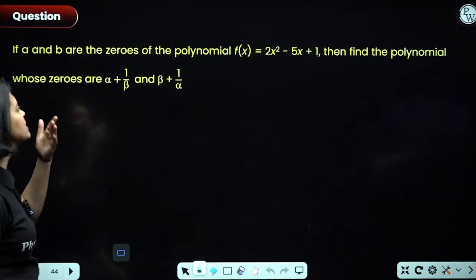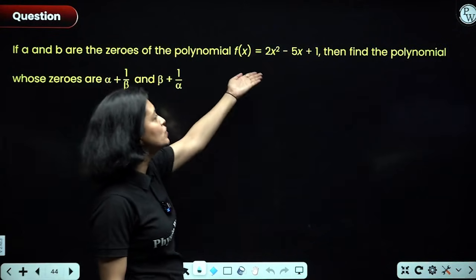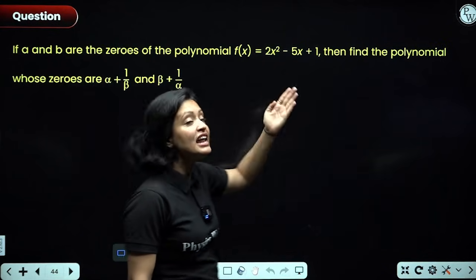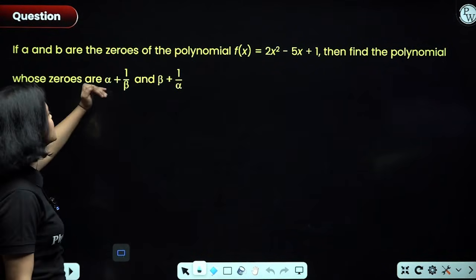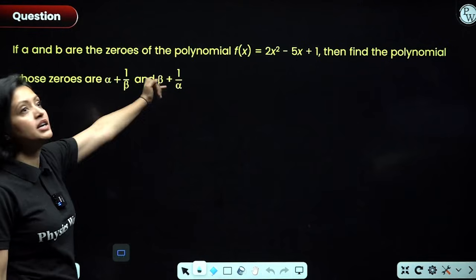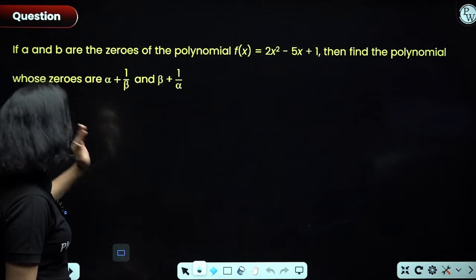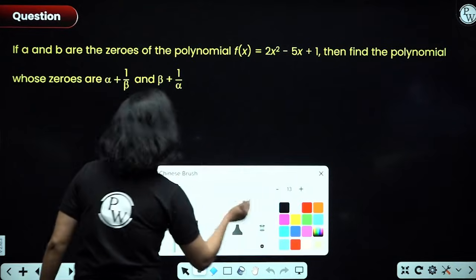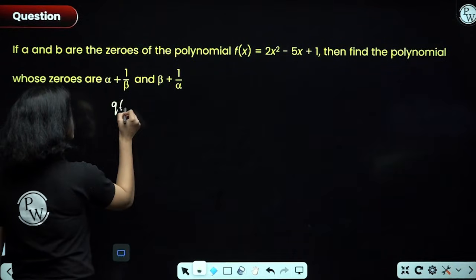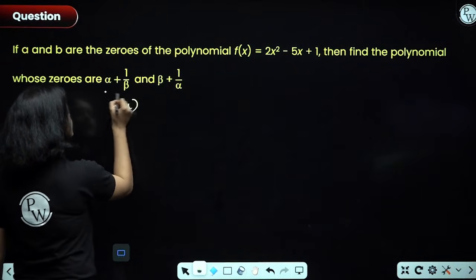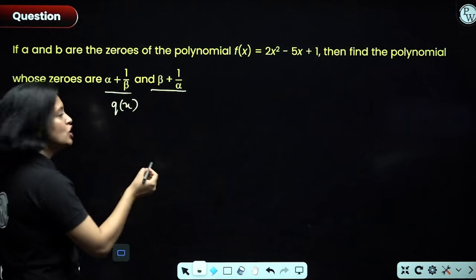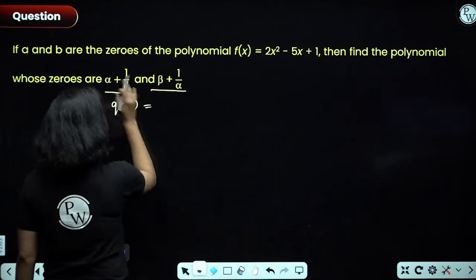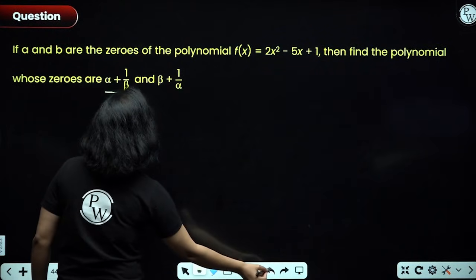If alpha and beta are the zeros of the polynomial f(x) = 2x square minus 5x plus 1, then find the polynomial whose zeros are alpha plus 1 by beta and beta plus 1 by alpha. So, this time I have to find a polynomial q(x) whose zeros are this and this. So, q(x) would look like what? First of all, let's figure that out. q(x) will look like what?